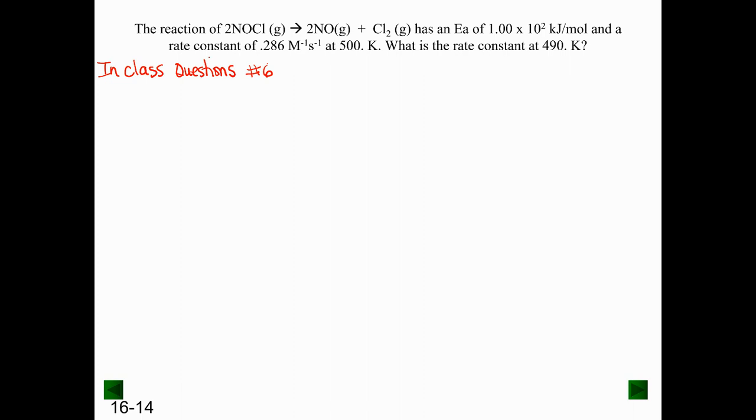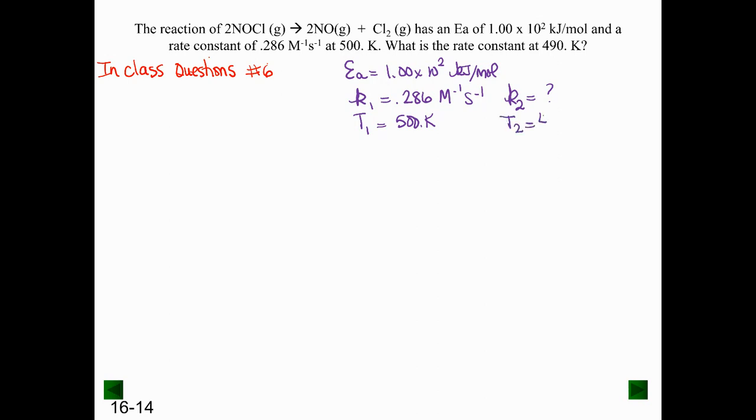So again, we're going to highlight this and figure out what variables we have and where we want to go, what we need. So in this case, we have E of A equals 1.00 times 10 to the 2. We have rate constant 1 at T1. Rate constant 2, we don't know, and we have a new temp, 490.